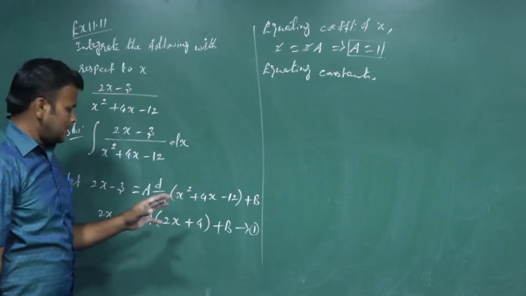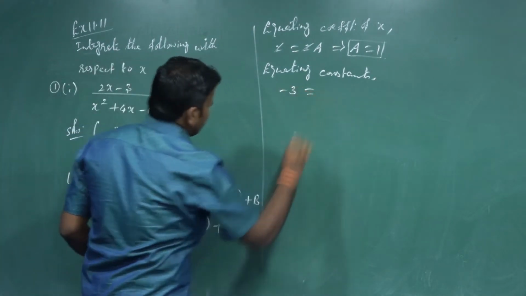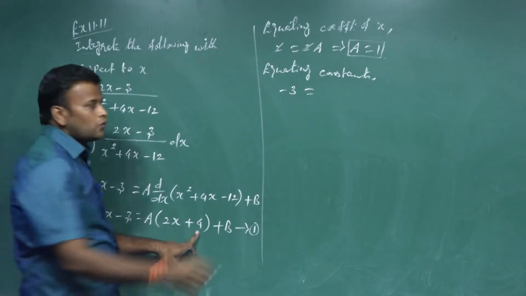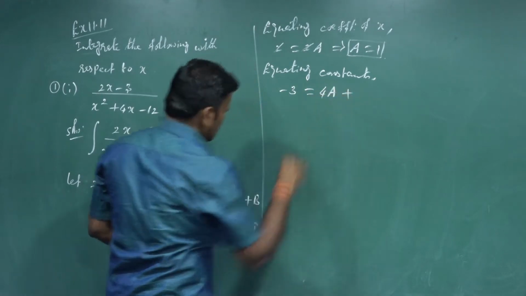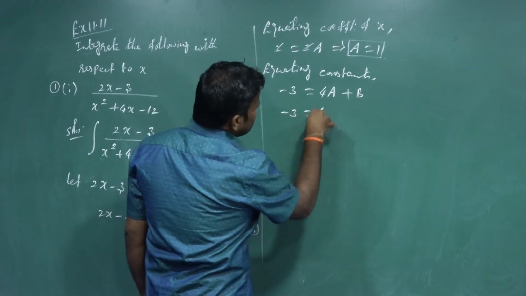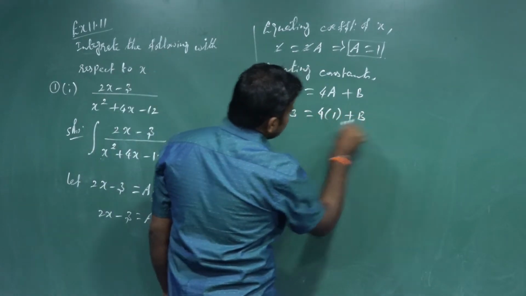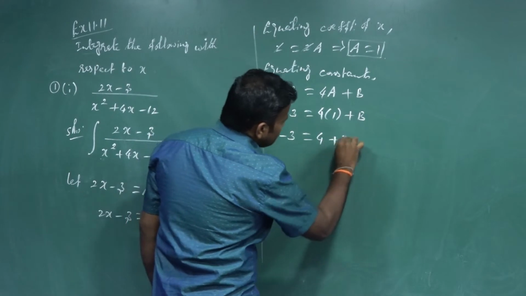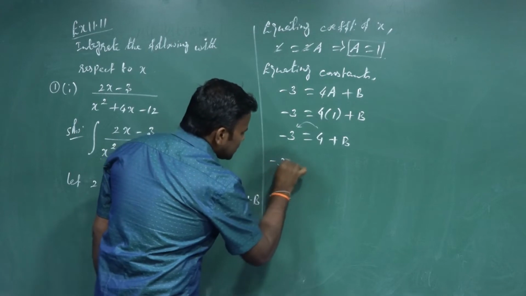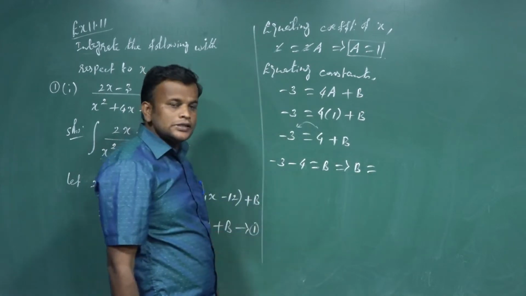Equating the constant term. In LHS, what is the constant? Minus 3 is a constant. In RHS, a into 4 is 4a, plus b alone is also a constant, b. So minus 3 is equal to 4 of, we already found the value of a, we use 1, plus b. Minus 3 is equal to 4 into 1, 4 plus b. The plus 4 goes to that side, minus. So the value of b is equal to minus 7.